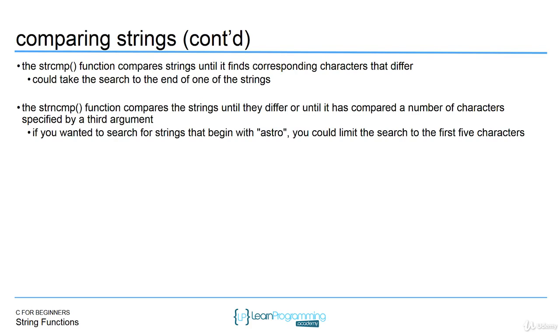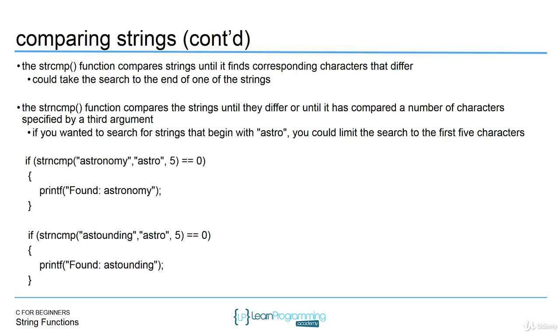The strncmp function compares the strings until they differ or until it has compared a number of characters specified by the third argument. So in this case, you don't need to use strncmp for buffer overflows. It exists, but you only would use it if you want to compare a certain number of characters. It's used differently than strcpy, strncpy, or strncat. The strncmp just says I only want to compare so many characters. So it would be useful if you're only looking for a prefix. So if you wanted to search for strings that begin with astro, you could limit the search to the first 5 characters. And you would use strncmp this way.